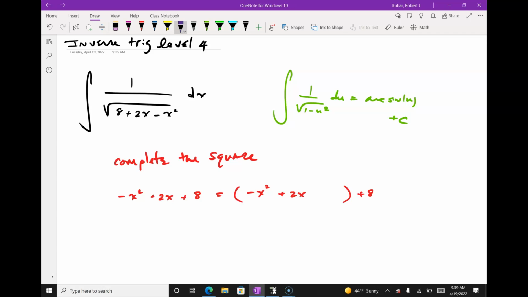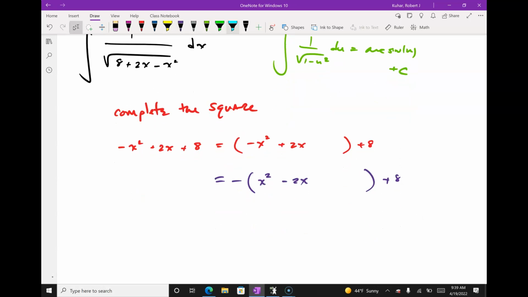So, but I don't want a negative x squared. I want an x squared. I want a positive 1 as my leading coefficient. So I'm going to take out that negative, and I get x squared minus 2x, close parens, all plus 8. Right? Everybody with me there? Factor out the leading coefficient if it's not a 1.